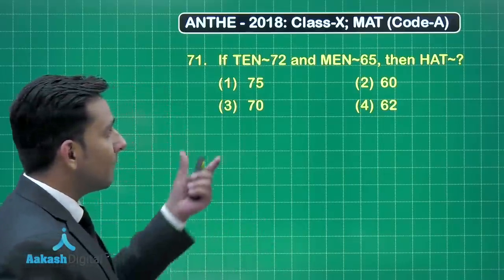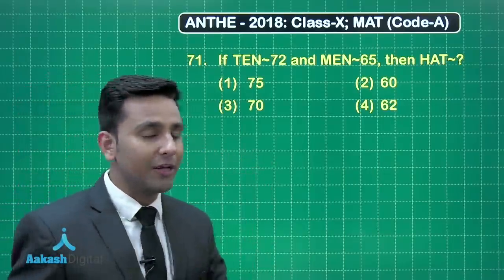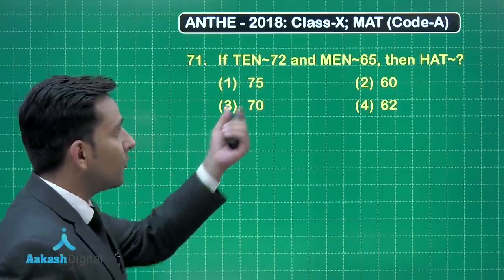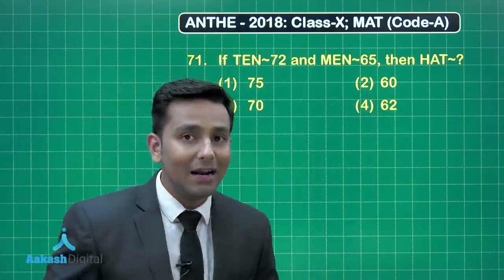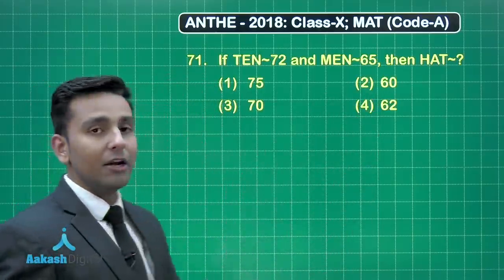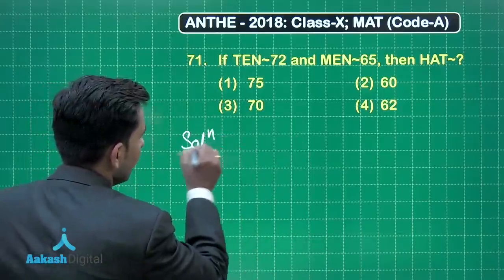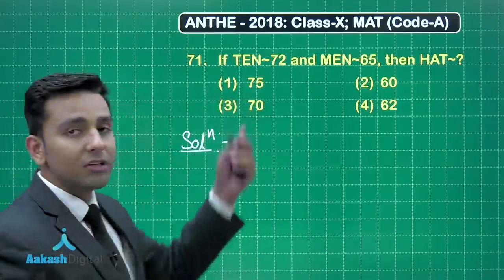This question is based on the concepts of coding and decoding. Here this question states, if the word TEN is coded as 72, MEN is coded as 65, HAT is coded as which of the given options? So let's solve this question. First we have to decode the coding pattern.